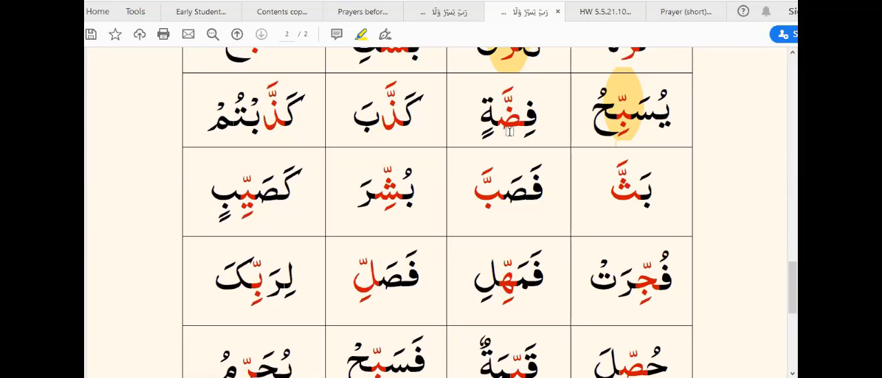Over here, letter Dwad with a shadda. So that means two of them are present over here. So first we are going to join letter Fa with Dwad, and then letter Dwad with Ta that has a kasratain. Fiddatin.